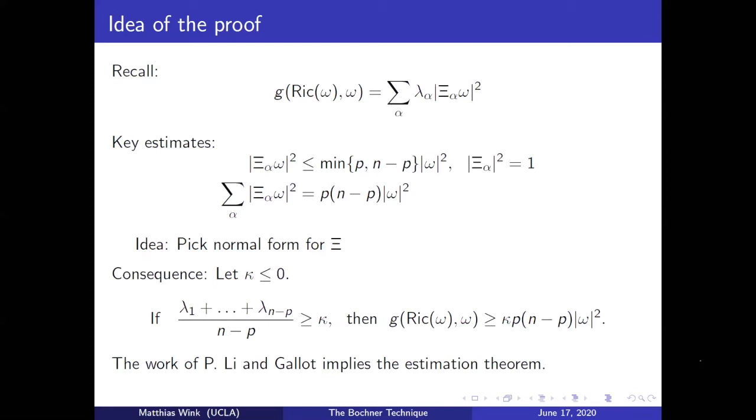How can we prove these estimates? Well, the C alphas were skew-symmetric linear maps, and we can pick a normal form for those. Once we have picked a normal form for the C alphas, we can grind it out.